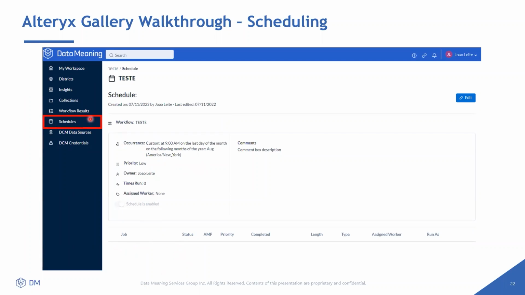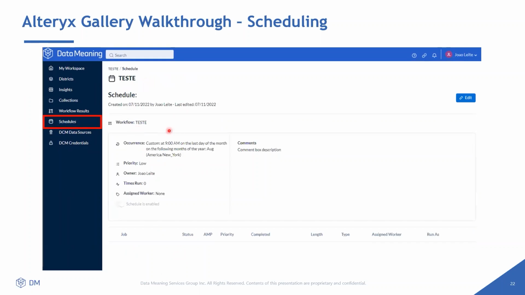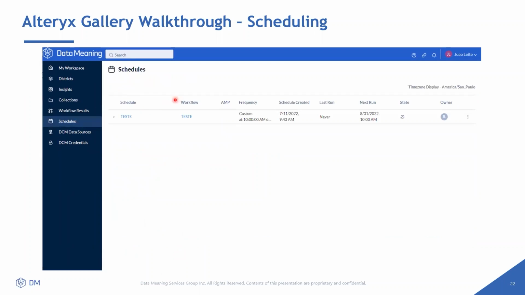Now, if I go to schedules, you can see that here I'm already on the schedule, but if I go to the schedules tab here, I'll be able to see it here. And if I click on the name here, I'll be sent back to this screen. But here I can see the schedule, I can see the workflow, if it's using AMP, the frequency, when it was created, last time it ran, next time it will run.